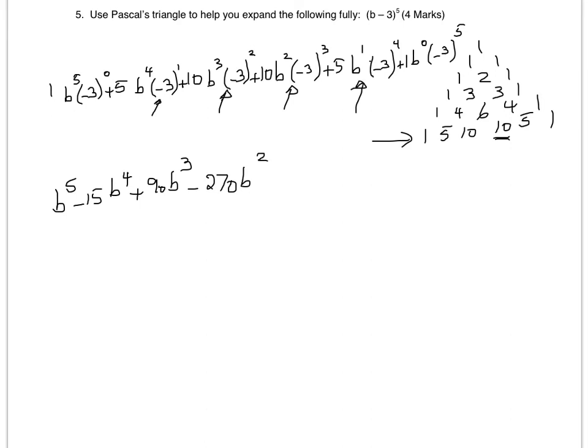Now I'm going to do this one. Negative 3 exponent 4 is a positive number, 81, times 5 is going to give me 405, b exponent 1. And negative 3 exponent 5 is negative 243, times 1 is negative 243. So that's the expansion of (b - 3) exponent 5.